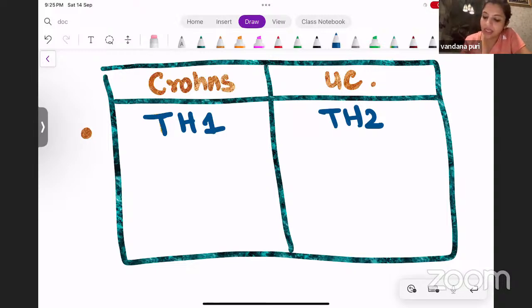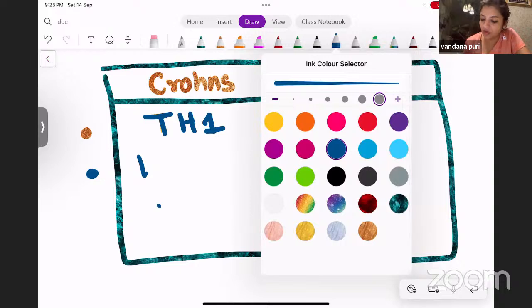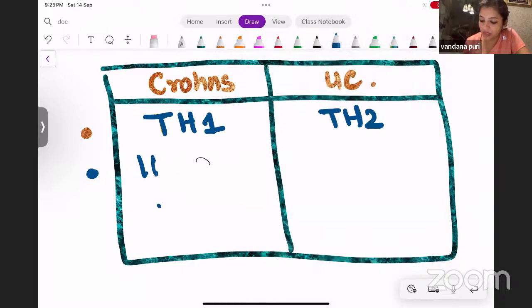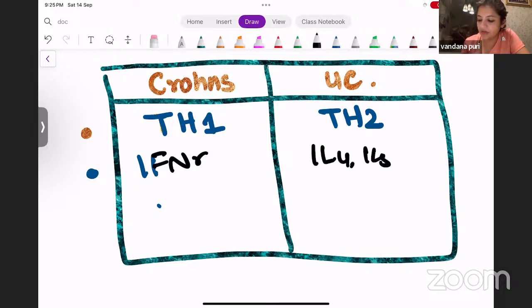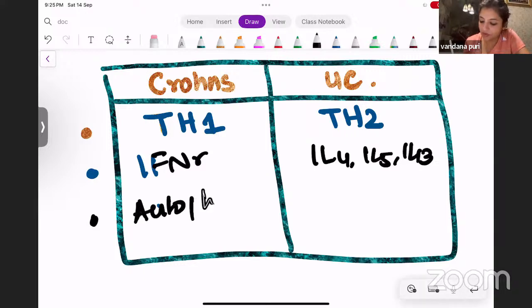Second, you have seen the cytokines. The cytokine released in Crohn's disease is interferon gamma. That is what you have seen here. Apart from that, in cases of ulcerative colitis, we have interleukin 4, interleukin 5, and interleukin 13. The third thing you have studied is that the autophagy genes are defective in Crohn's disease.